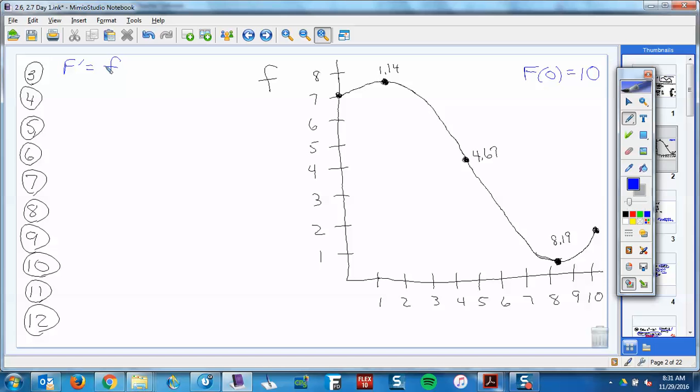Where is big F increasing? Big F is increasing when big F prime, which is little f, is positive. When is little f positive?